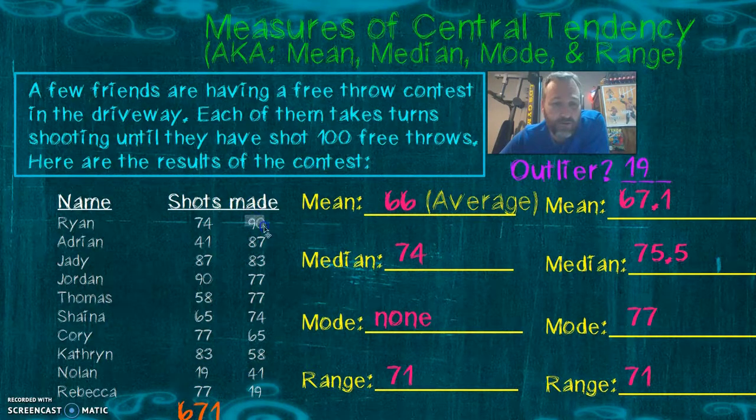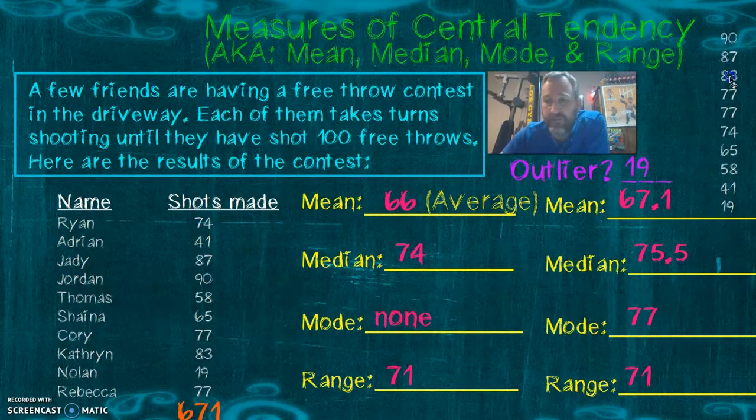These numbers right here are the ones that we just did. We reordered those. They don't go with the name. So we can basically take those over here, put those in a different spot. But yeah, Nolan here was the outlier at 19. Nolan brought the average down. But that's how you do mean, median, mode, range, and that's how you find an outlier.